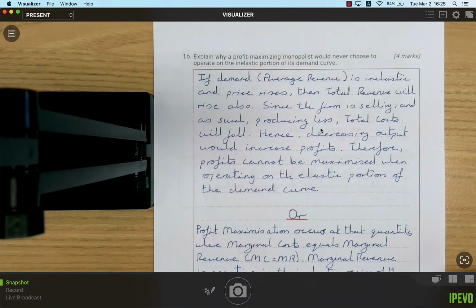Well, if demand, which is average revenue, is inelastic and price rises, then total revenue will rise also, because price will rise, quantity demanded will fall, but it's inelastic, so it'll fall by a lower percent, ensuring that total revenue rises. Since the firm is selling and as such producing less, its total cost will therefore fall. Hence, decreasing output would increase profits. Therefore, profits cannot be maximized when operating in the inelastic portion of the demand curve.